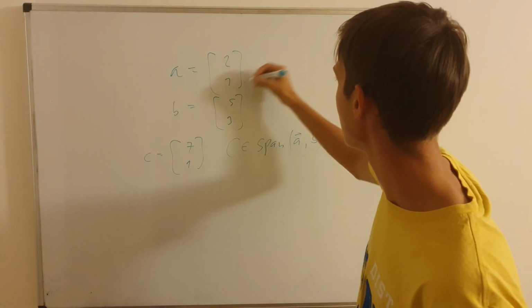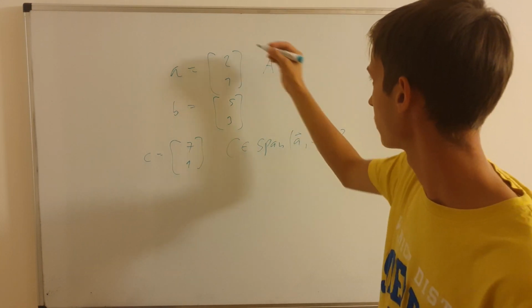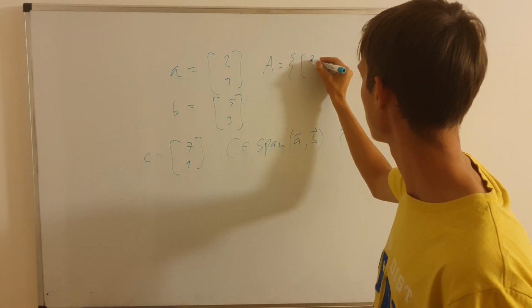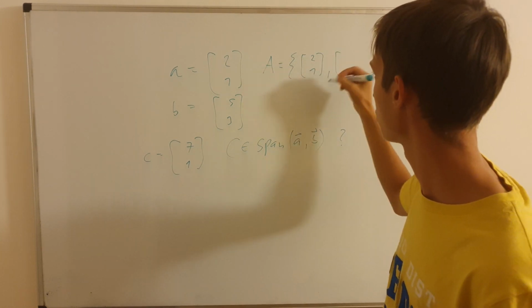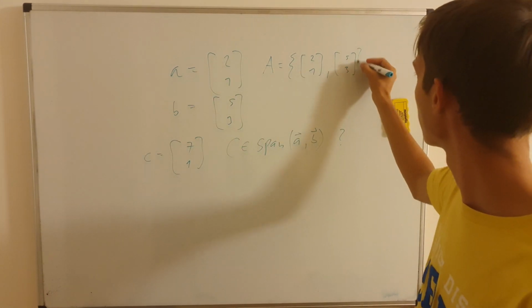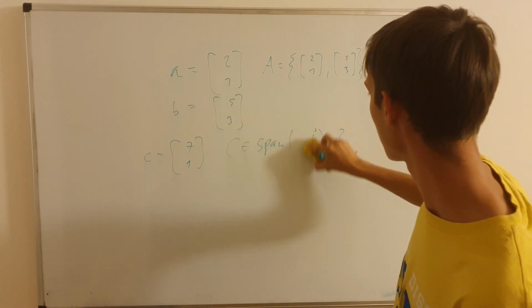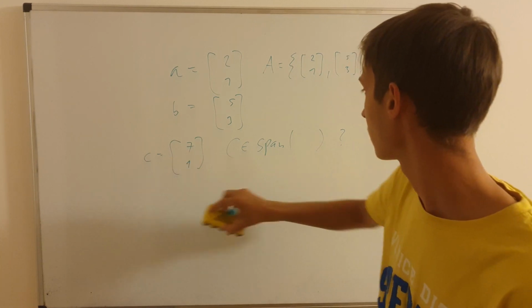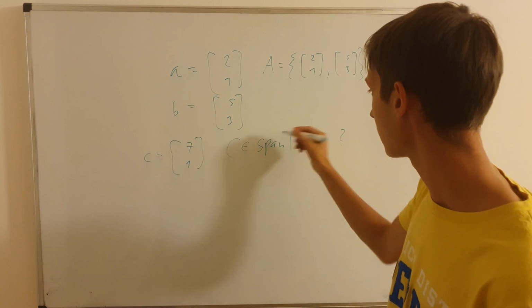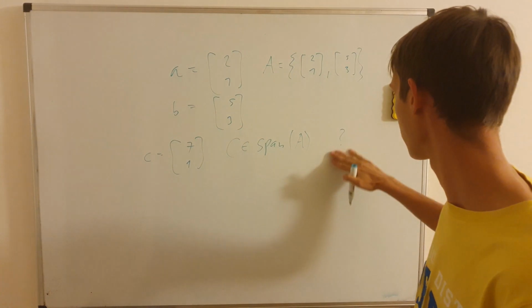Let's say that this set will be called capital A, and this set consists of the vectors A and B. So we can write in this column notation the vectors (2, 1) and (5, 3). The names of these two vectors, of course, we've written. So when we define it like this, we can say: does C, this third vector with the same number of entries but different values inside those entries, belong to the span of this set A, where A is a set of some other vectors?